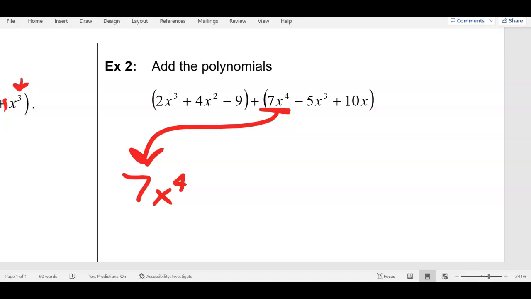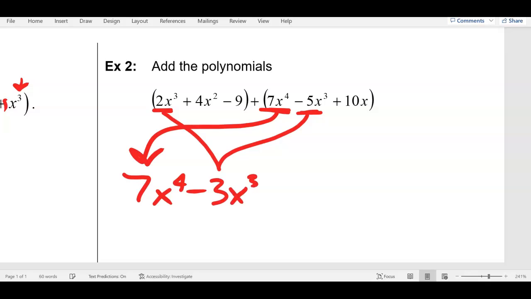All right, now the next highest after fourth is third power. Do I have any third powers? I have 2x to the third, and then what's the other one? Minus 5. Very good. So it's not plus 5, it's minus 5. So I got a 2x to the third minus 5x to the third. So the question is, what is 2 minus 5? Negative 3, x to the third.